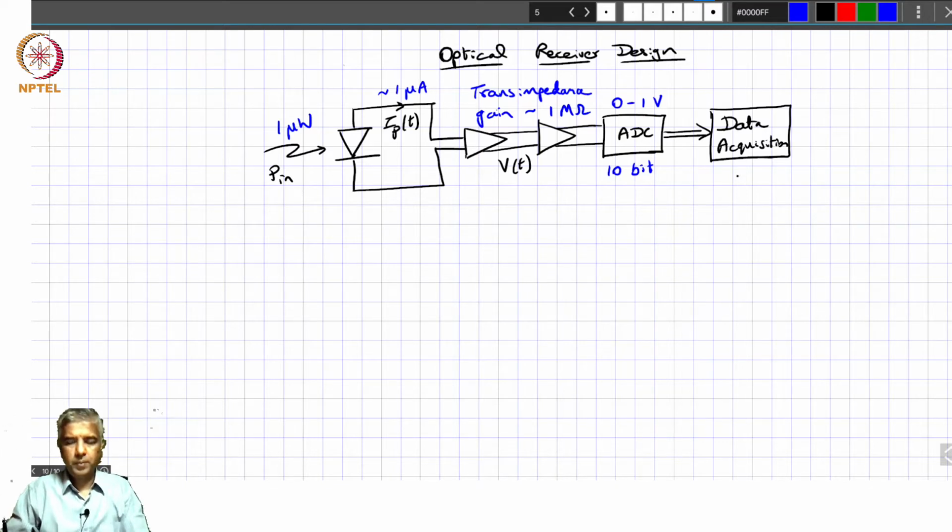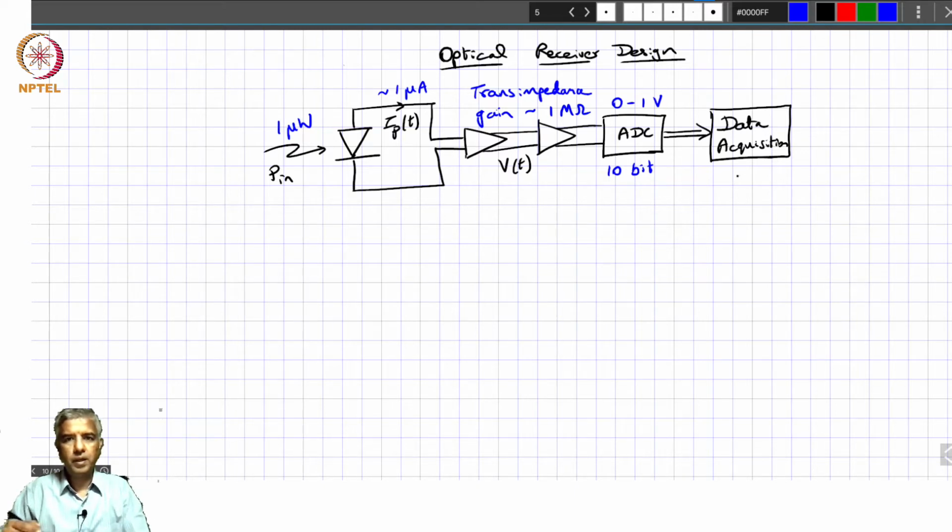So far we've been talking about these photodiodes, which is actually the front end of the optical receiver, and we understand now that you have light incident on this photodiode, and the photodiode generates a certain photocurrent. It could be a PIN or an APD photodiode, but it generates a certain photocurrent.